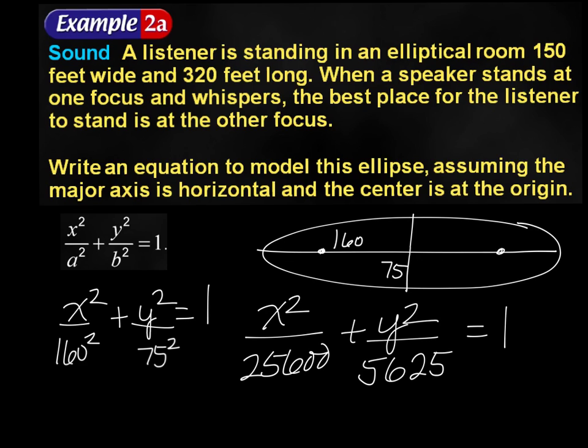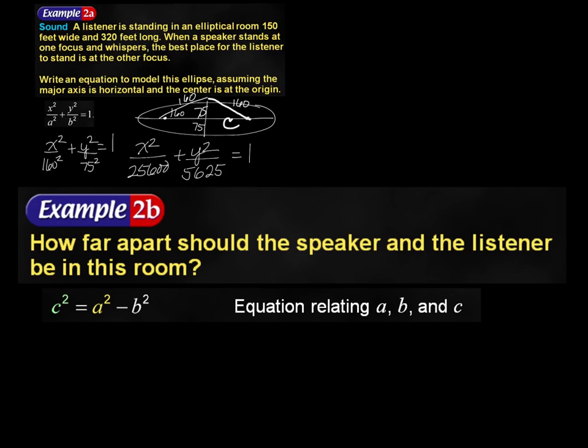And I used a calculator and squared those. How far apart should the speaker and listener be in this room? So we know the hypotenuse of the right triangle, and we know one of the legs, and we're trying to find another leg. It's unfortunate they used a, b, and c in a different order than we're used to seeing it in, but we'll live.